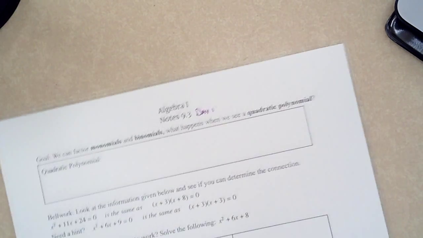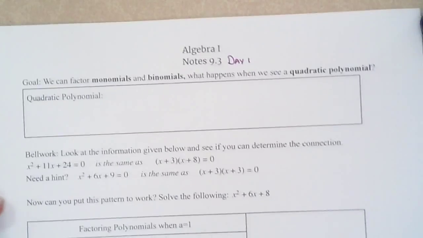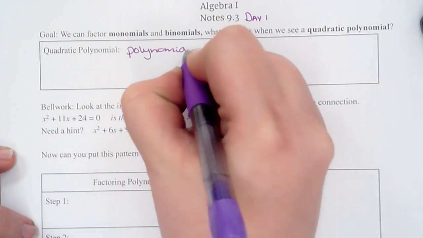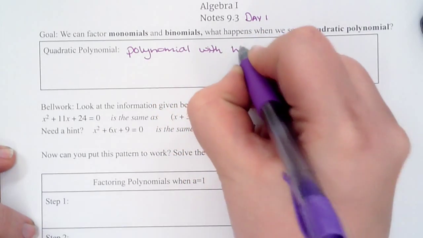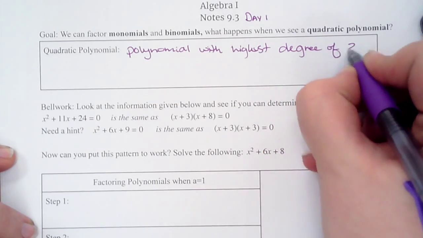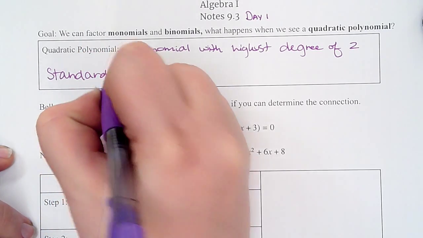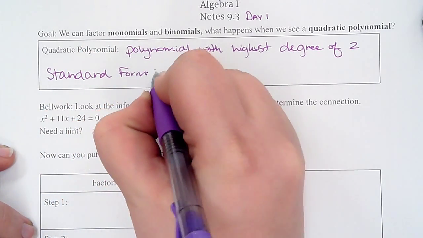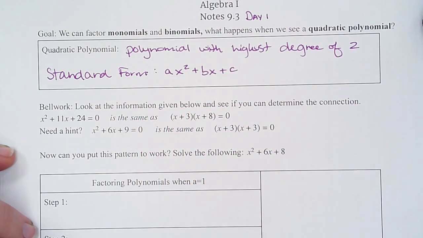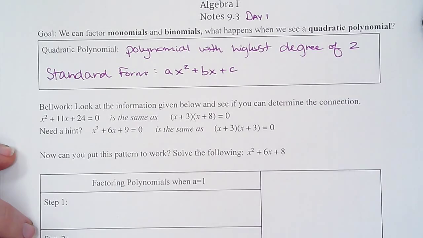Well, a quadratic polynomial, first we need to know what it is. So let's just zoom in here. A quadratic polynomial is a polynomial with highest degree of 2. And it's going to be in this form, standard form. We need to always have it in standard form when we're working with it: ax squared plus bx plus c. Notice my variables go in descending order. So I have x squared, x, and c.